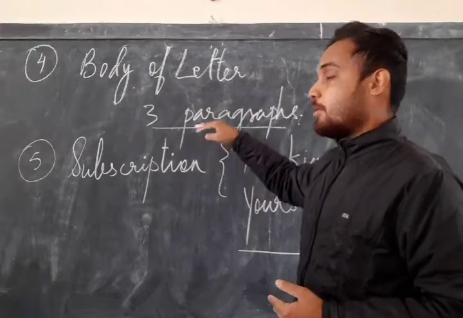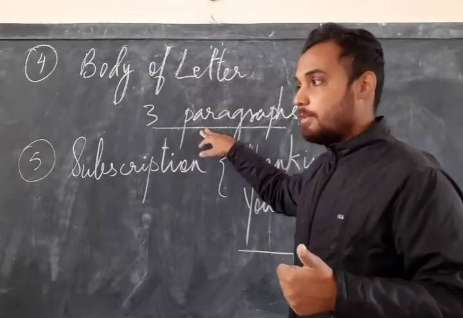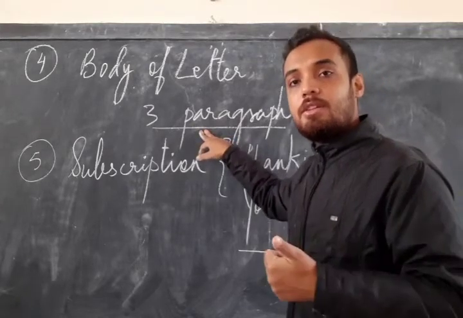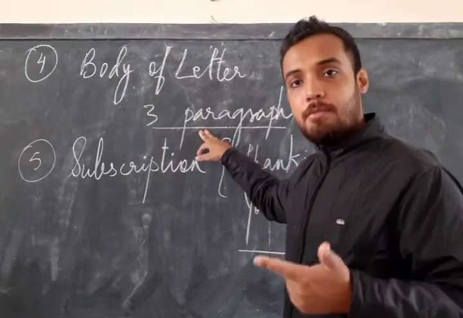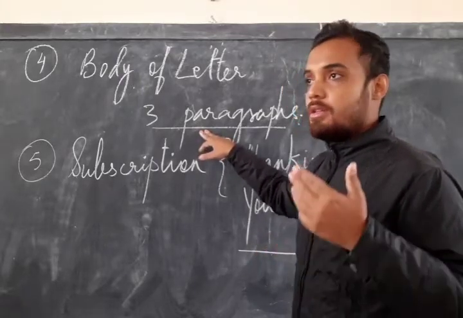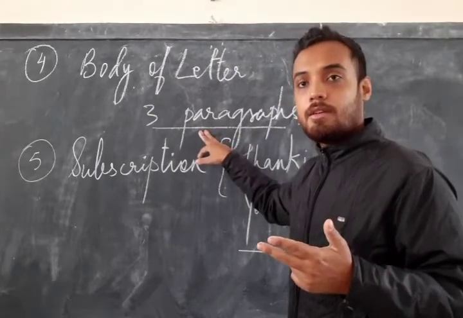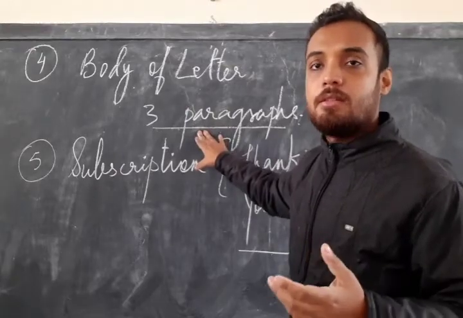So that is for 3 paragraphs. First one is the introduction, where you greet. First paragraph in informal letters is generally greeting your relatives and friends. The second paragraph is meant for the main message that you want to write. The third one is the concluding line, where you conclude your letter and bring it to an end.